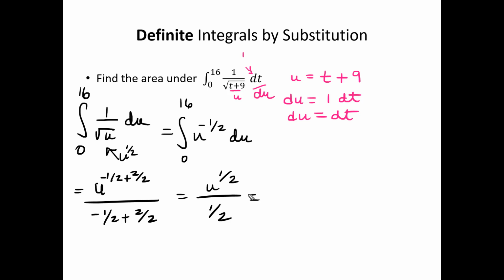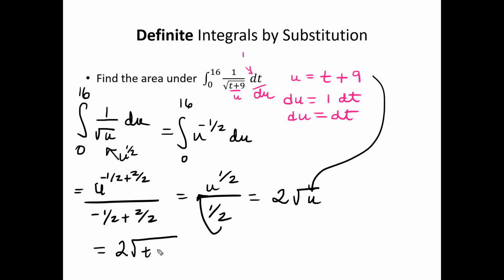which is the same thing. u to the 1/2 is the same thing as the square root of u. When you divide, you flip and multiply. And then finally, I need to plug back in what t equals. So I have 2 times the square root of t plus 9, what u equals.